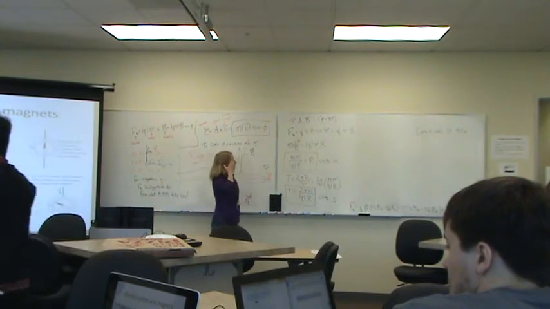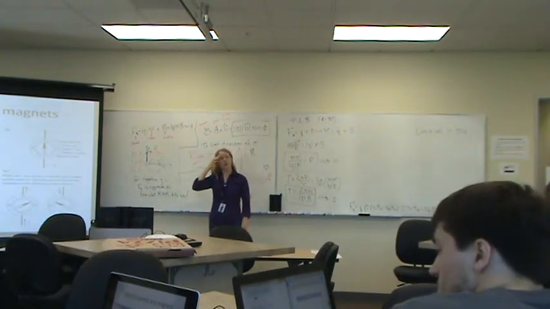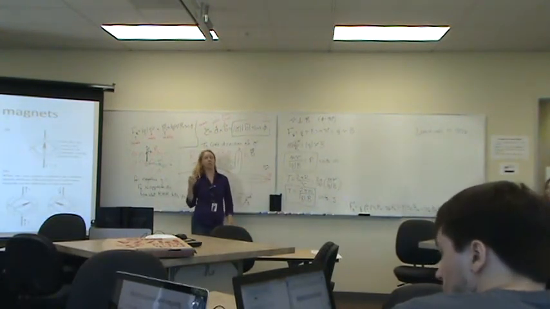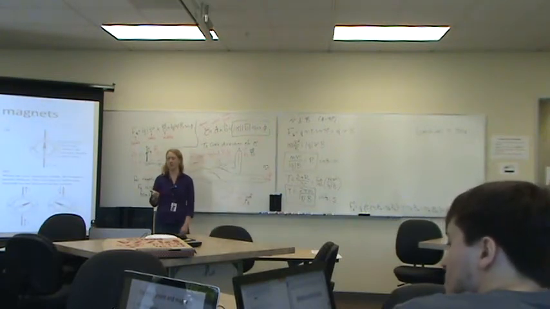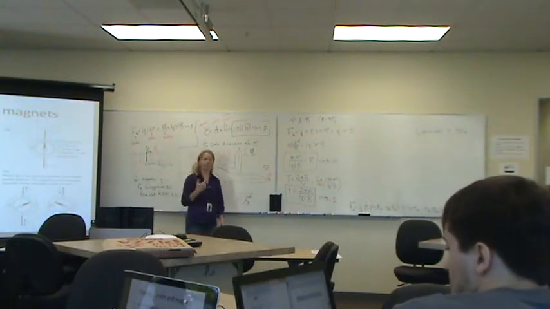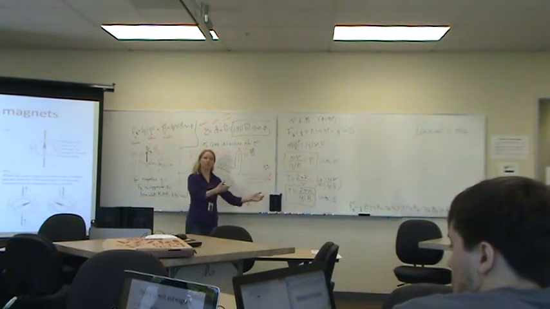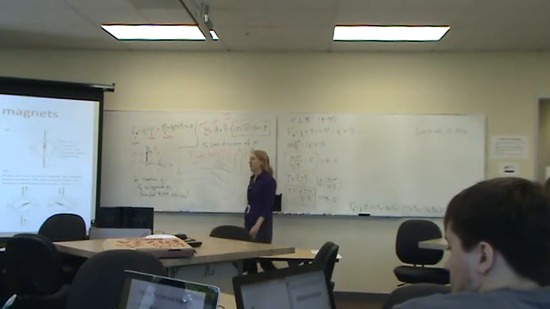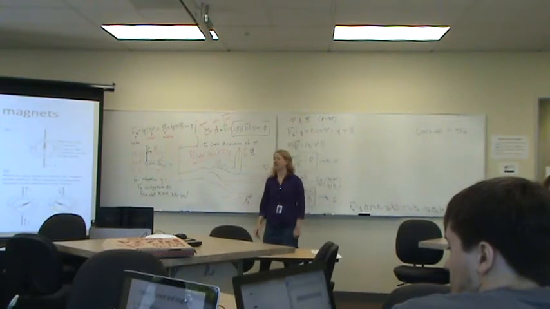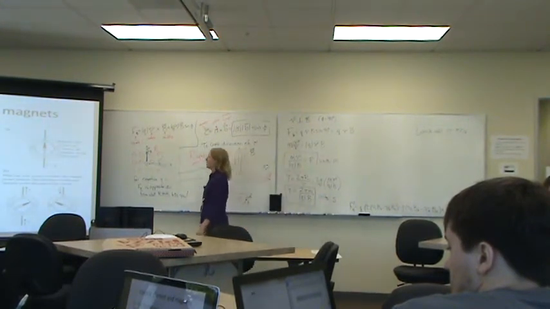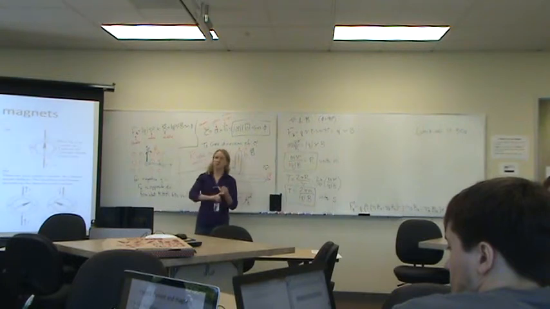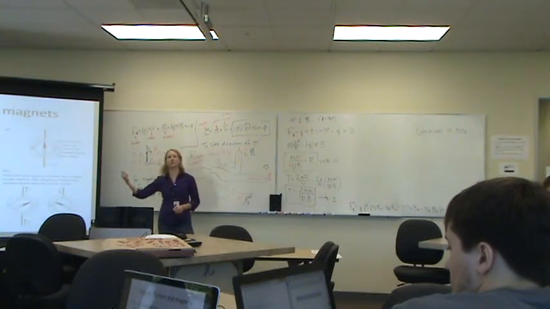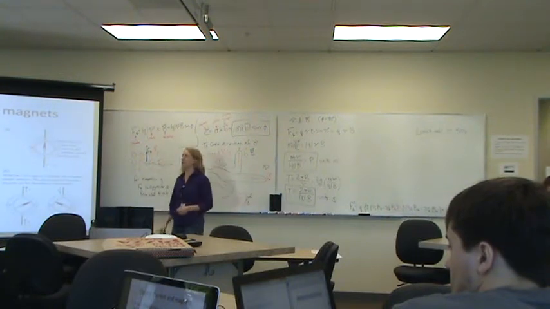Now we're going to talk about moving currents. So we were talking about moving charges in magnetic fields. And what are moving charges if you get a whole bunch of moving charges? Current. So it makes sense that current is going to be affected by magnetic fields as well. And it turns out current is affected by magnetic fields and currents create magnetic fields. And we're going to learn more about that next week.